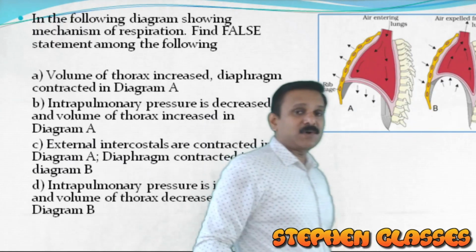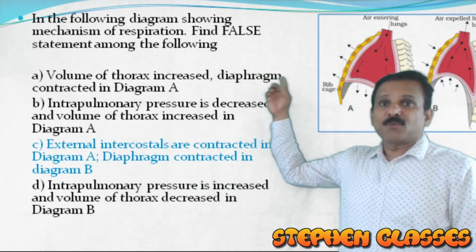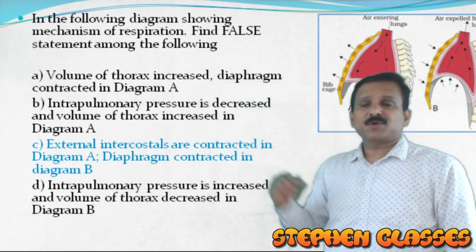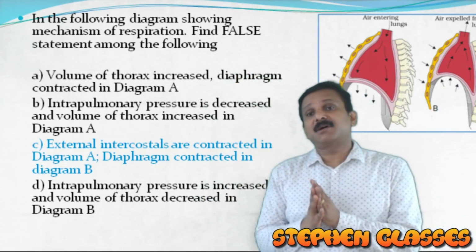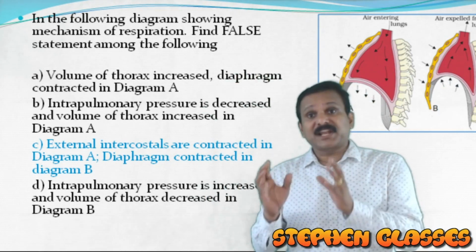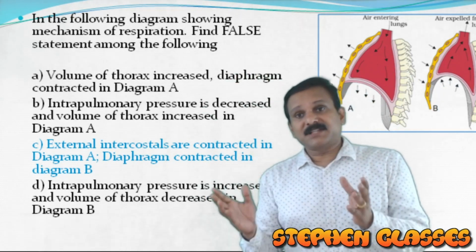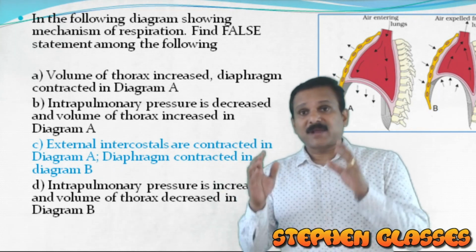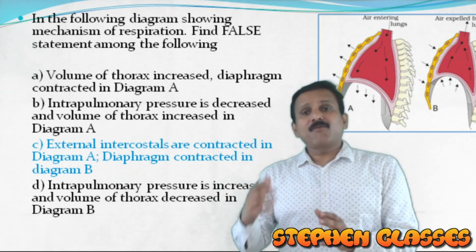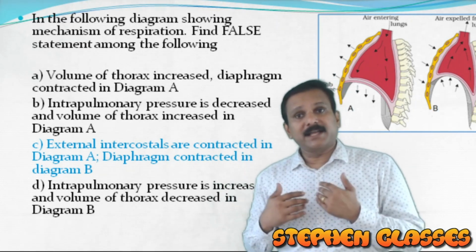So coming back to our question here, we have to pick the false statement. In relation to this, you should know about the volume of the thoracic chamber and also the pressure inside the lungs. Whenever there is a change in the thoracic volume, it will directly affect the volume of lungs. When thoracic chamber volume increases, lung volume also increases. Thoracic volume decreases, lung volume also decreases.